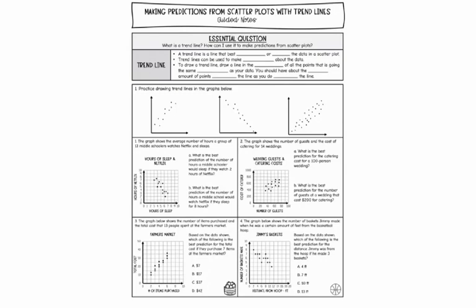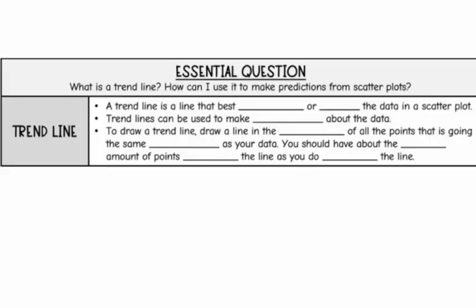Okay, so making predictions from scatter plots. Let's zero in on this section real quick. We're going to start with trend lines. I told you a scatter plot just has a collection of dots, and we're going to have to create a trend line, sometimes called a line of best fit in algebra, but we're going to call it a trend line. Let's fill in some of these blanks with the basics for a trend line.